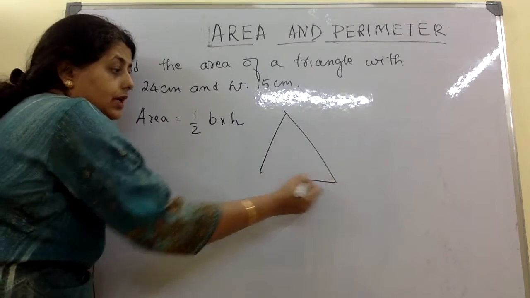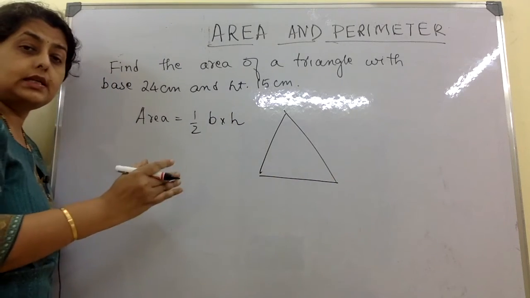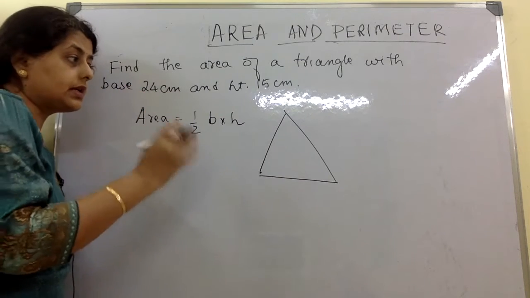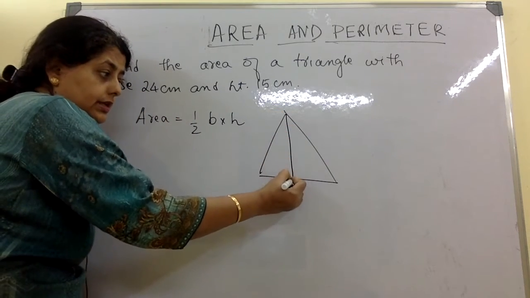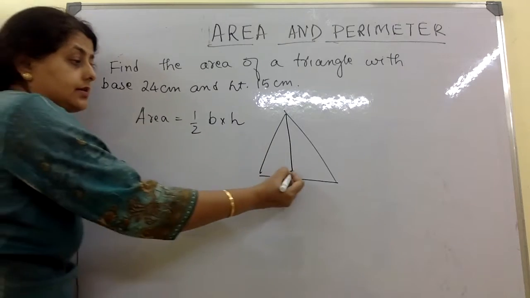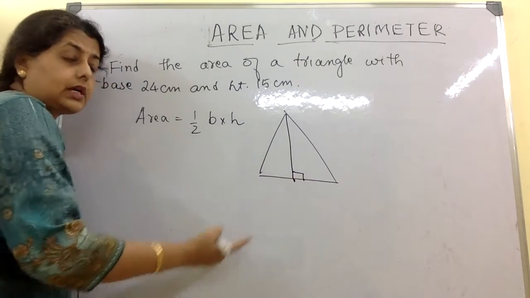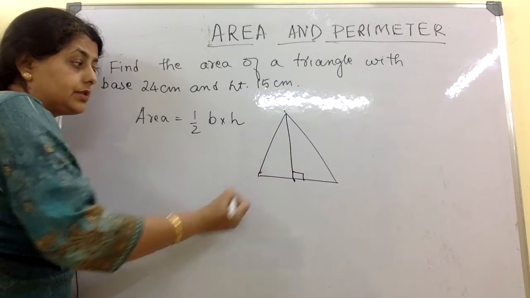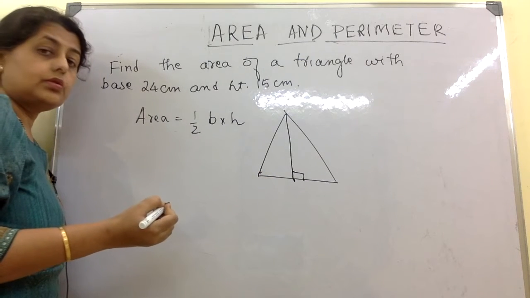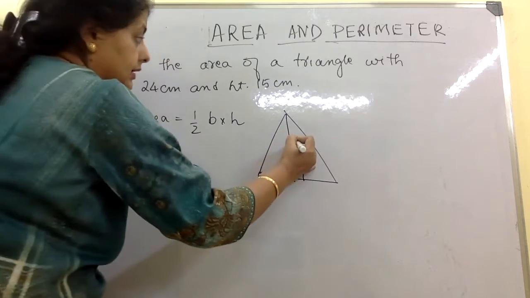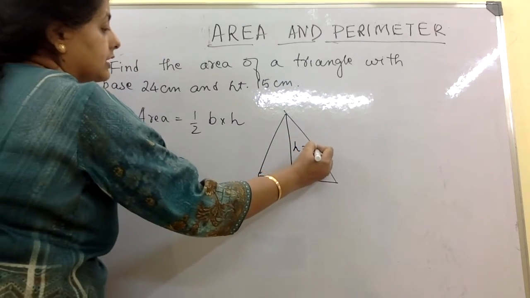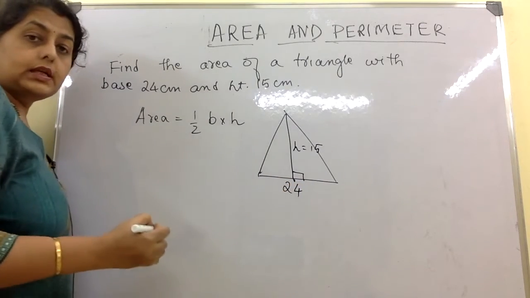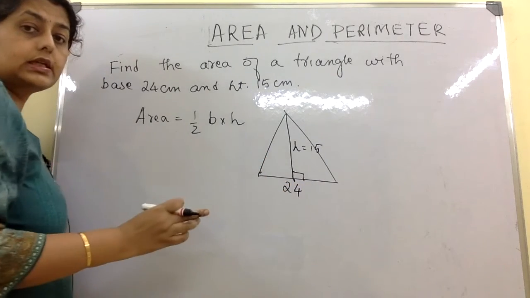If I have a triangle like this, any triangle, it can be scalene, isosceles, equilateral, right angle, anything, all you need to know is its height. So this is the height of the triangle. That means the perpendicular from the vertex to this point is the height of the triangle. So the height is 15, and this is 24.